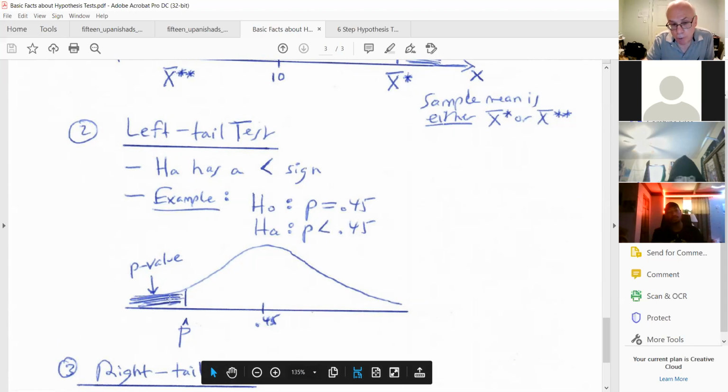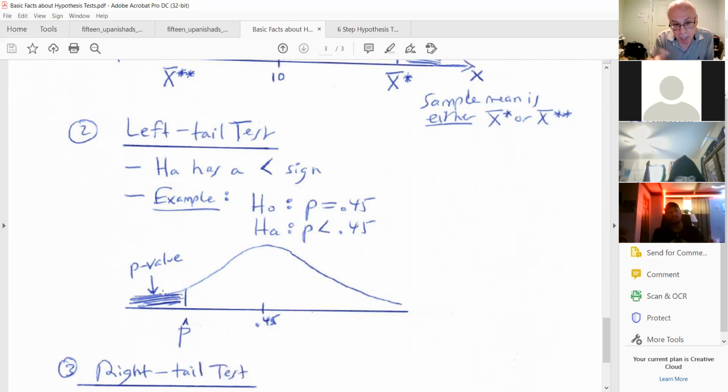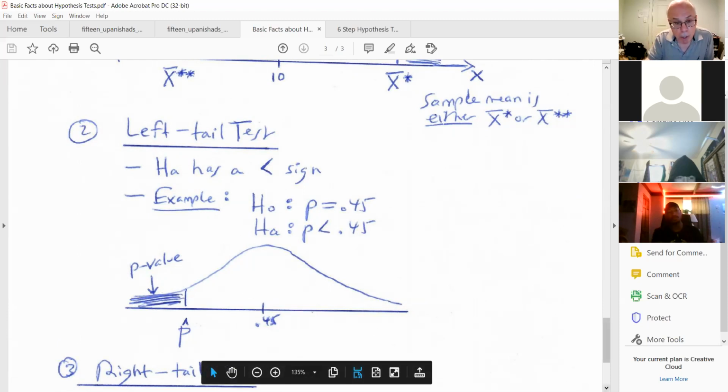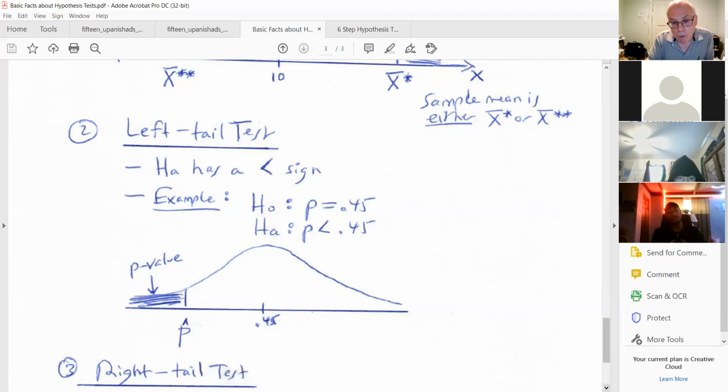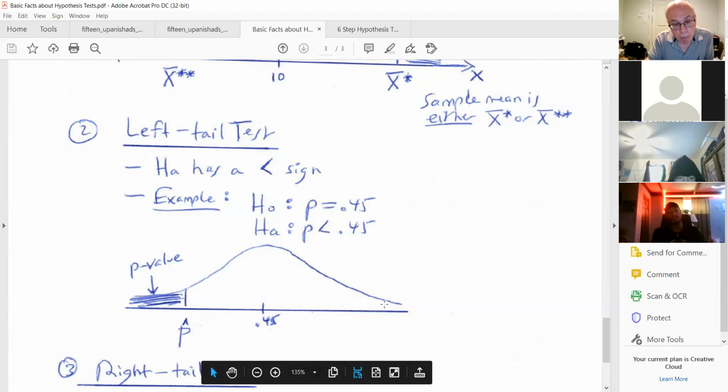And again, we're going to use normal CDF to do this. This is how to calculate this p-value. It's nothing new. We already know how to calculate probabilities off of a normal curve. This is a normal curve, by the way.